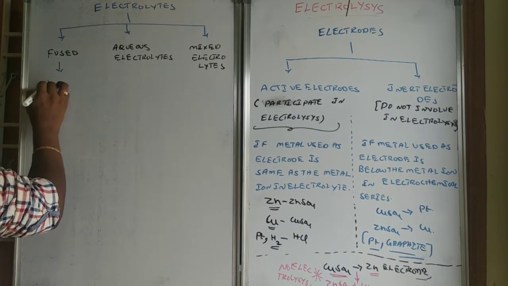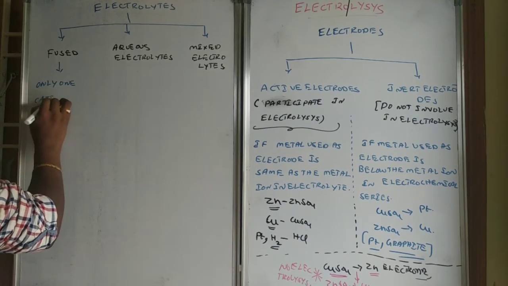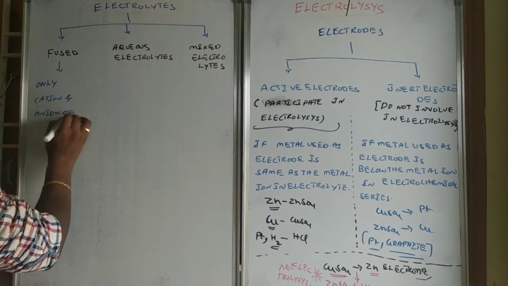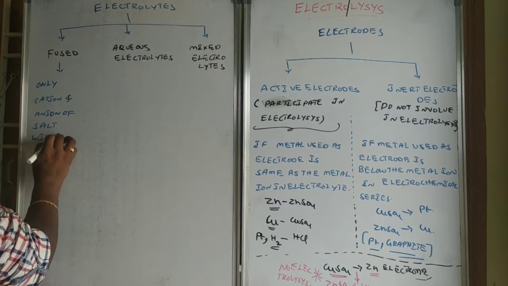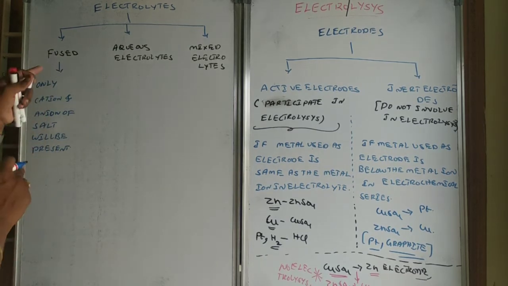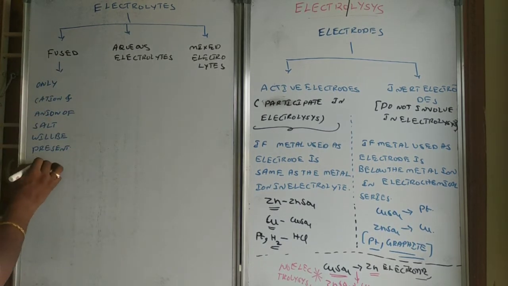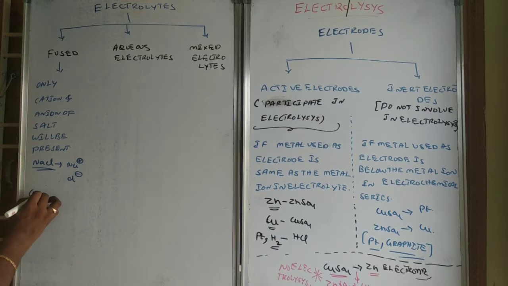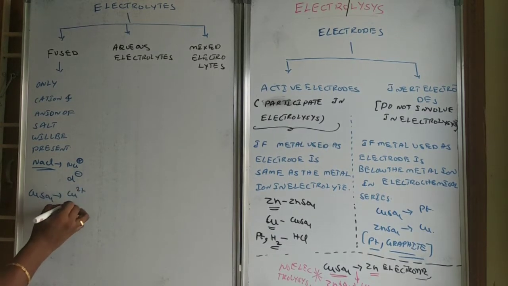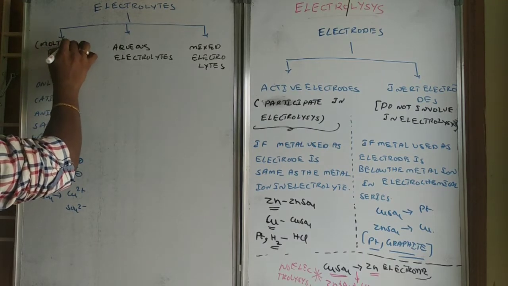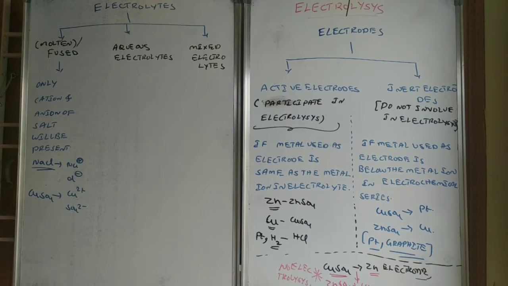Fused electrolytes means only the cation and anion of the salt will be present. If you take NaCl electrolyte, it contains only sodium ion and chloride ion. If you take copper sulfate, it will contain only copper ion and sulfate ion. They are known as the fused electrolytes. These are also known as molten electrolytes. Molten electrolytes are fused electrolytes.